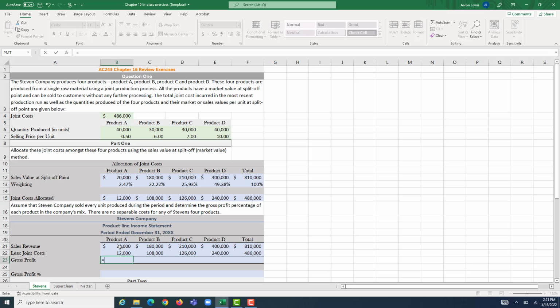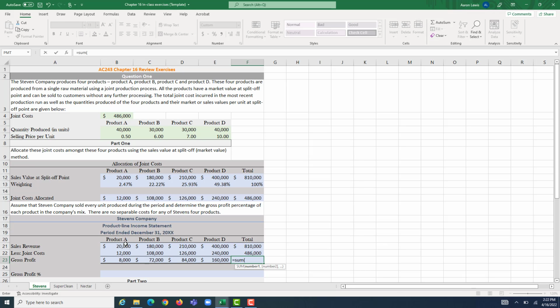So what is gross profit? It is just sales revenue minus, in this case, our only cost, joint costs. If we're going to sell product A for $20,000, and the way that we allocate it out says that it cost us $12,000 to produce, that is going to be $8,000 in gross profit from that product. Product B, selling for $180,000 and costing $108,000 to produce, is $72,000 from that product. Product C, $210,000 for $126,000 to produce, is $84,000 from that product. And product D, $400,000 minus $240,000 is $160,000 of gross profit from that product.